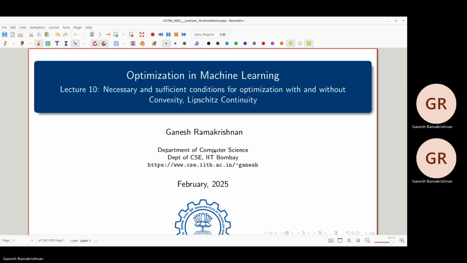We'll conclude our discussion on the foundations required for optimization and move on to conditions for optimization with and without convexity. So, you'll see that some conditions are irrespective of convexity, some are incumbent on convexity.